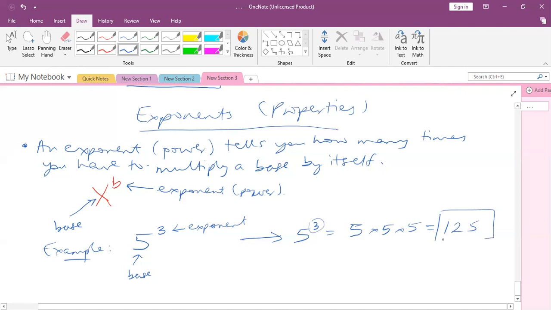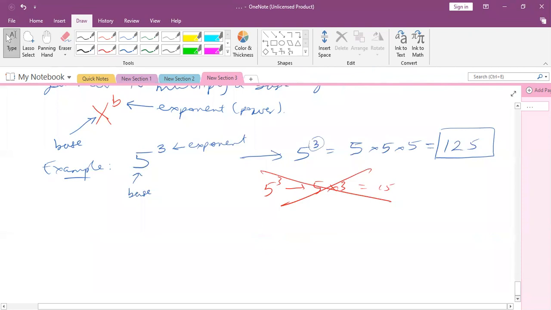Okay, so it's 25 times 5, and then that gives us 125. Okay, all right. So don't ever multiply the base by the exponent, and then say that this is 15. No. Never ever do that. Don't say this is 5 times 3, 15. No, it's never done. Never ever do that. Okay? Because the exponent, the power, tells you how many times you have to multiply the base by itself.